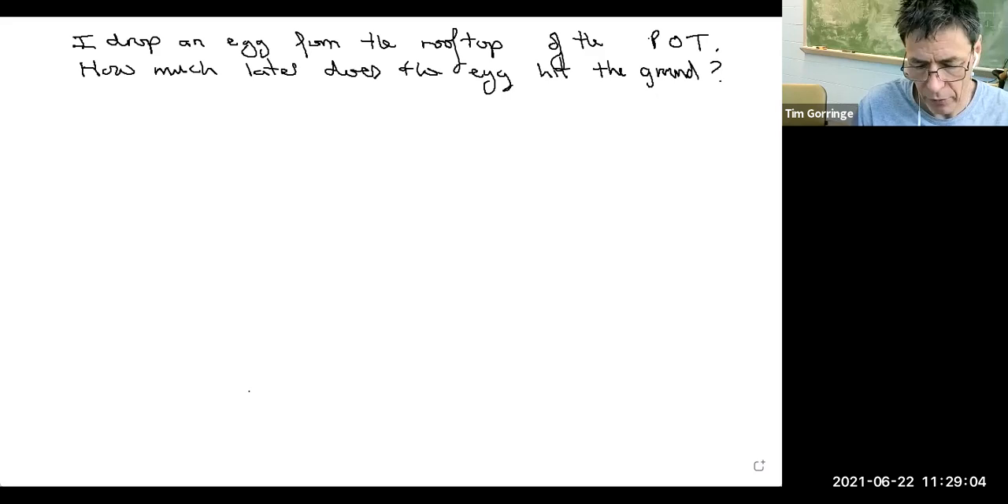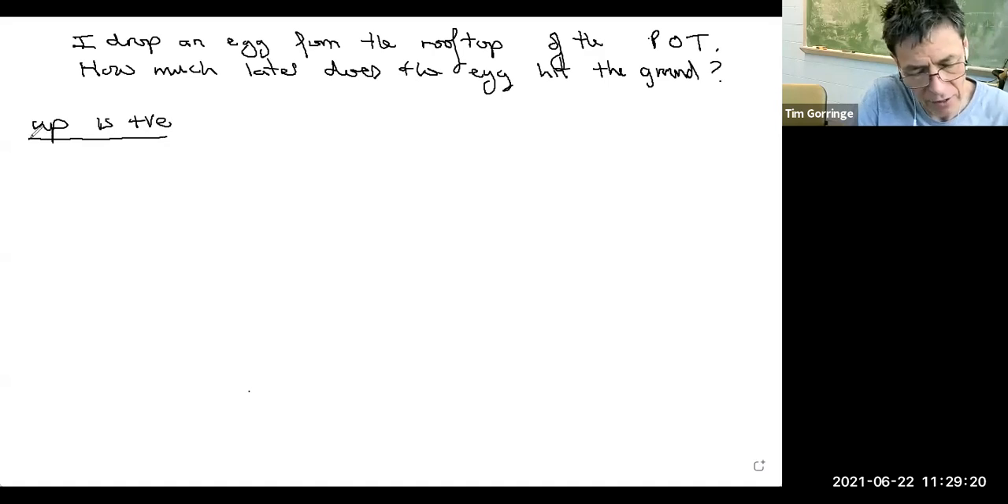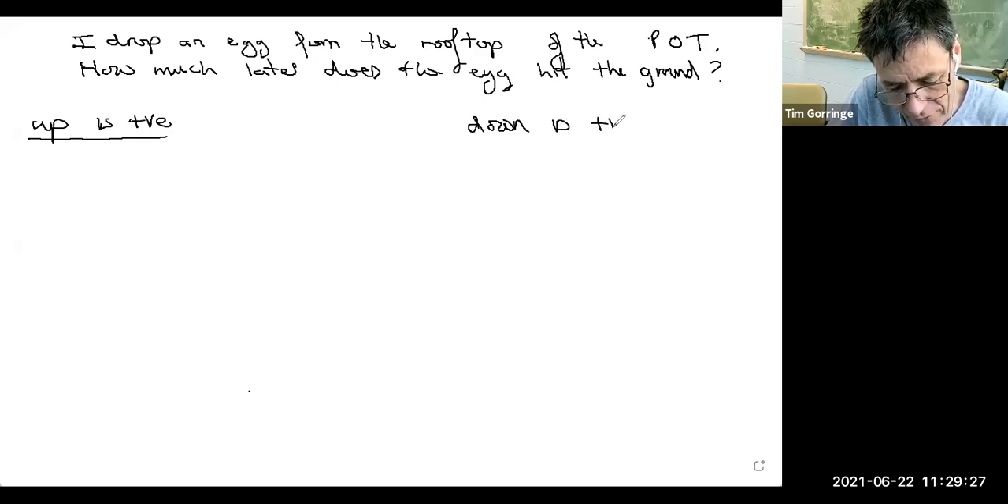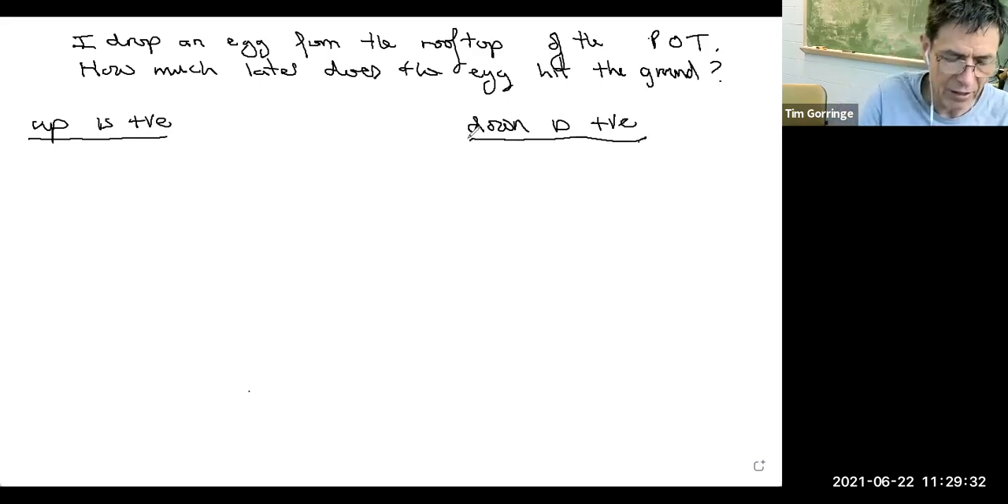And we're going to do it with the two possible choices: either upwards being positive, so let me put "up is positive," my shorthand for positive, over here on the left, and the other choice, that down is positive. That alternative choice, let's stick that on the right. And let's solve the problem of the time both ways.